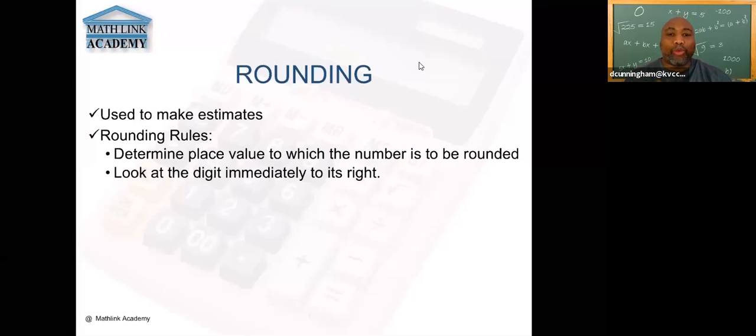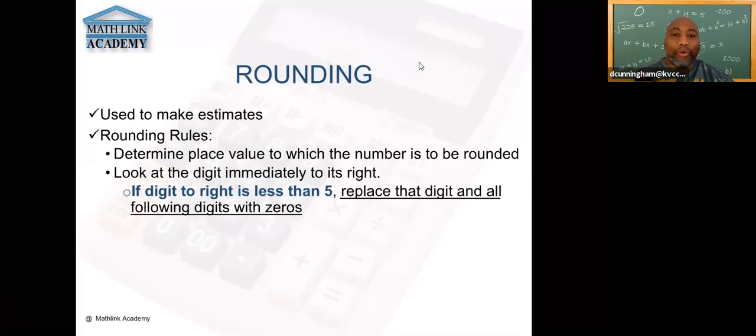Now let's look at rounding numbers. Rounding numbers is used to make estimates. Determine the place value, which we just went over, to which the number is to be rounded. Look at the digit immediately to its right. So we want to look at that digit to the right, and then we round.